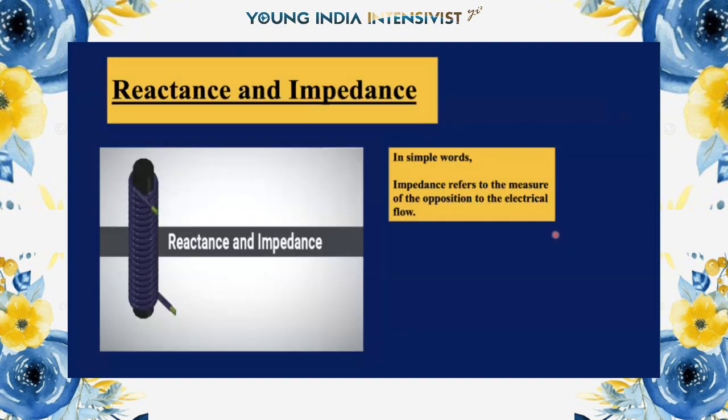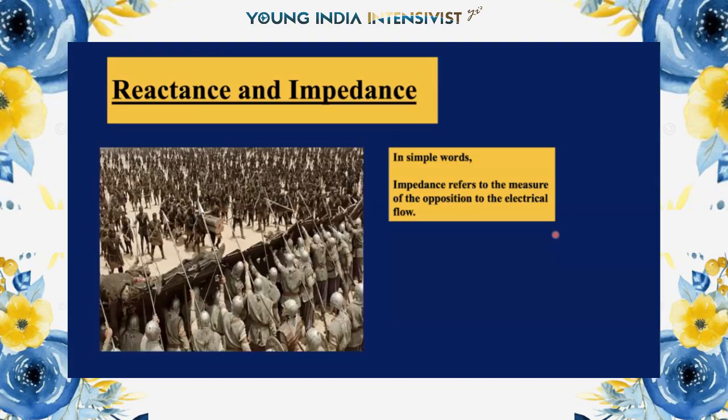Coming to bioreactance and bioimpedance. Okay. Bioimpedance refers to nothing but the measure of the opposition to electrical flow. Okay. It is nothing but the resistance. So if this is the electric current, this is the resistance.